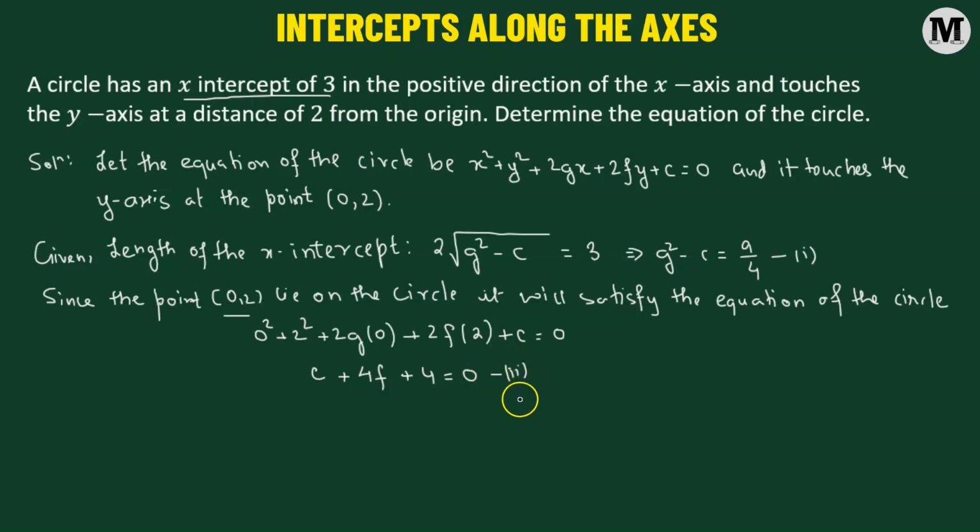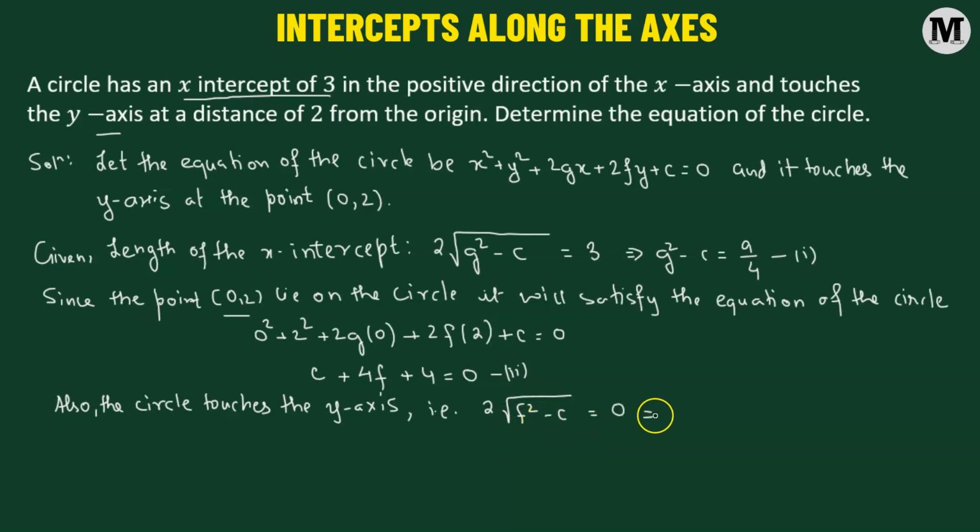However, there is one more condition. Since the circle touches the y-axis, its y-intercept value is 0. The length of the y-intercept, which is given by 2 times square root of f squared minus c, will be equal to 0. That immediately gives us the relation between c and f, so c equals f squared. Now we can replace the value of c in equation number 2 with f squared, and equation 2 becomes a quadratic equation in f. So we have f squared plus 4f plus 4 equals 0.